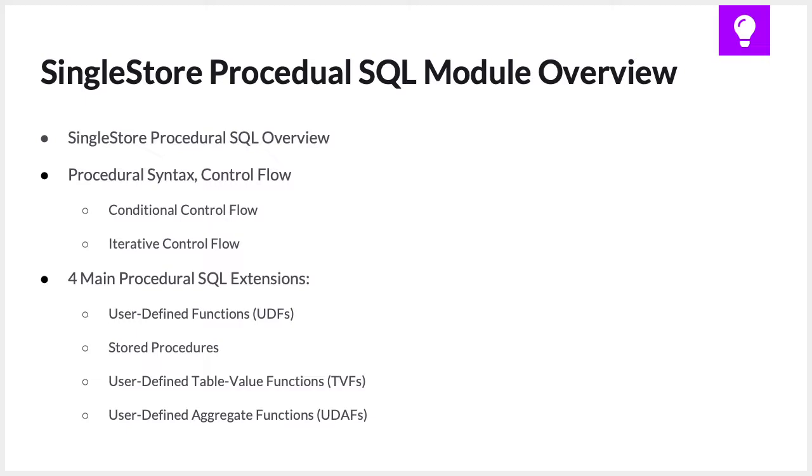control flow. And what I mean by that is using programmatic tools like loops and conditional statements to control your code. And the procedural extensions we'll be covering are user-defined functions, or UDFs, stored procedures, table value functions, or TVFs, and user-defined aggregate functions.